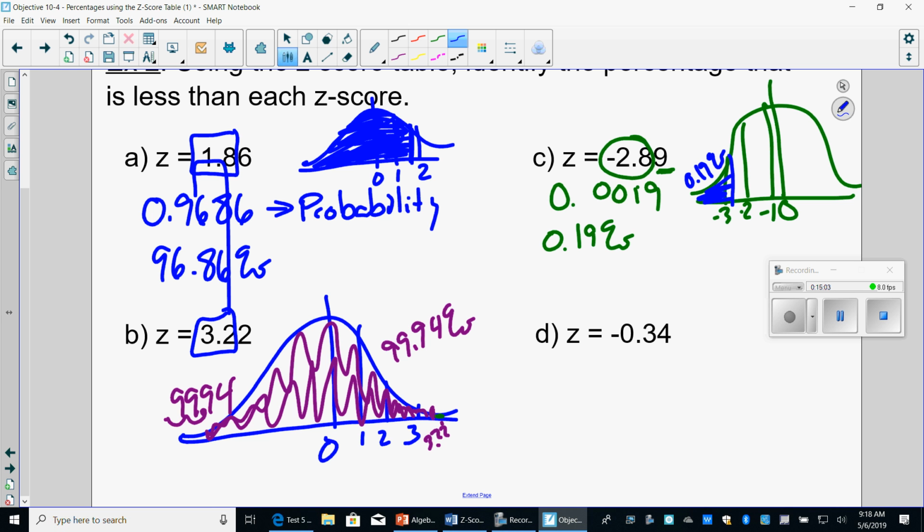All right, and then if we did negative 0.34, what would I look for on my table? I go down to negative 0.3, and then I go across to what? What would I use up top? 0.04. So if I did that, what percentage would that be?